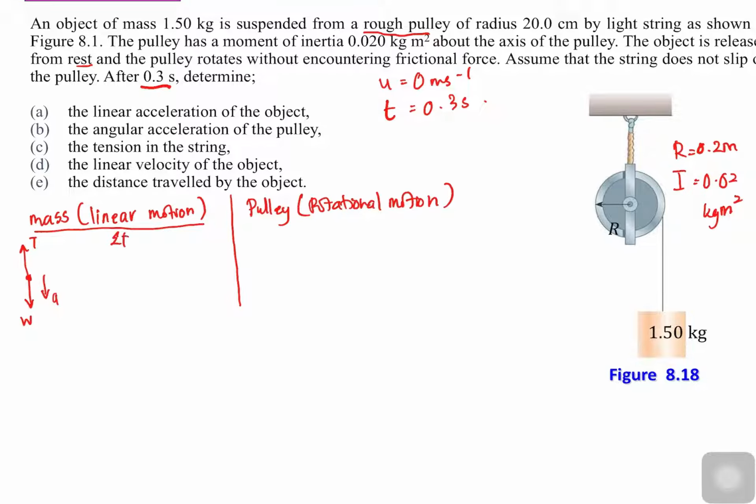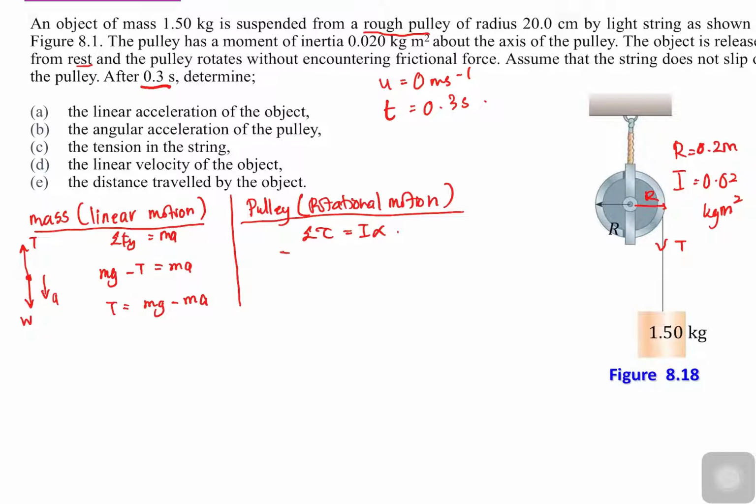So summation of Fy equals ma, mg minus T equals ma. W is equal to mg. So T equals mg minus ma. Okay, I do that first. Then we look at the pulley. Because the pulley rotates, the summation of torque equals I alpha. The force that makes it rotate is the torque, and the force making it rotate is the tension. So tension will be at R.